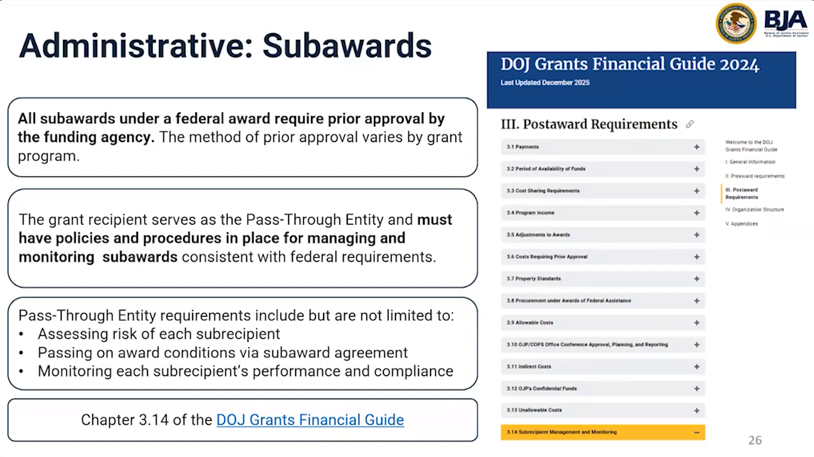For most programs, if the specific subaward is listed in the application and BJA issues an award and clears the budget, this is considered approval of the subaward. However, certain programs require express approval of subawards even if they are included in the application, and the program NOFO and award conditions will state this. If at all unsure, it is best to contact your BJA grant manager. Next slide, please.